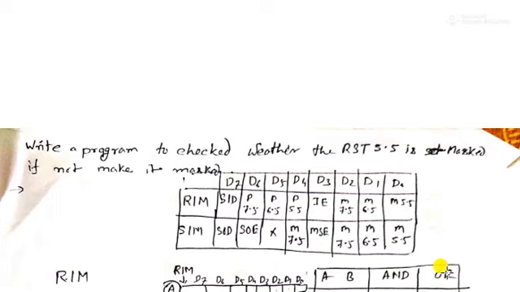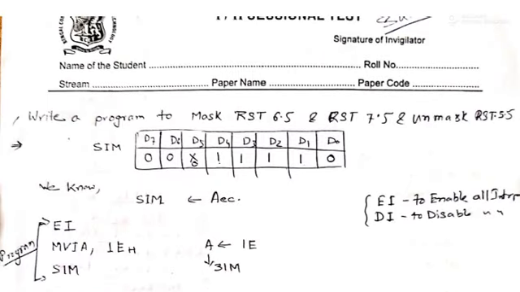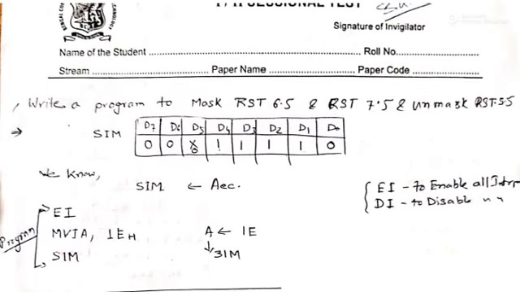So without any delay, we go to take an example of the RIM and SIM instructions. We take an example of programming: write a program to mask RST 6.5, RST 7.5, and unmask RST 5.5. So we have to write a program where we can mask RST 6.5 and RST 7.5, and RST 5.5 will be unmasked. As we told before, to set an interrupt mask or unmask, we have to use the SIM instruction.